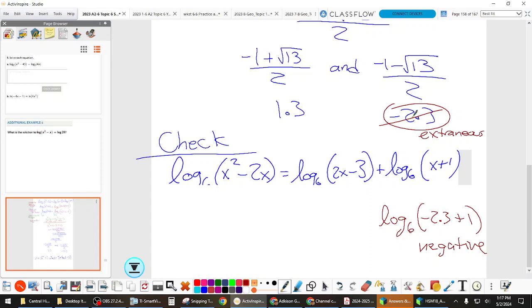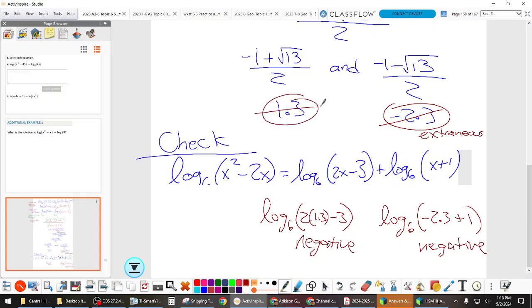How about the 1.3? Can we assume it works? Well, does it work here? Yeah, 1.3 plus 1, no worries. How about here? What's 2 times 1.3? 2.6 minus 3. Is that okay? Nope. What do we say when neither one of them works? So here's what I'm going to warn you. Don't just solve and say, oh, one of them didn't work, so that means the other one does. Because maybe it doesn't. Maybe they both do. Maybe just one doesn't. So you need to check both.